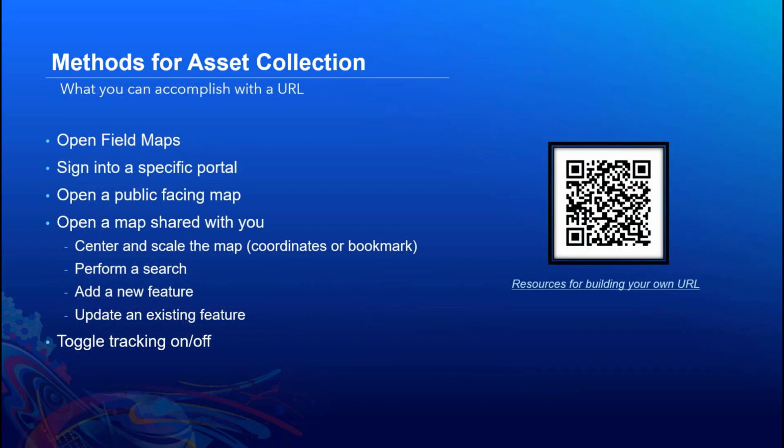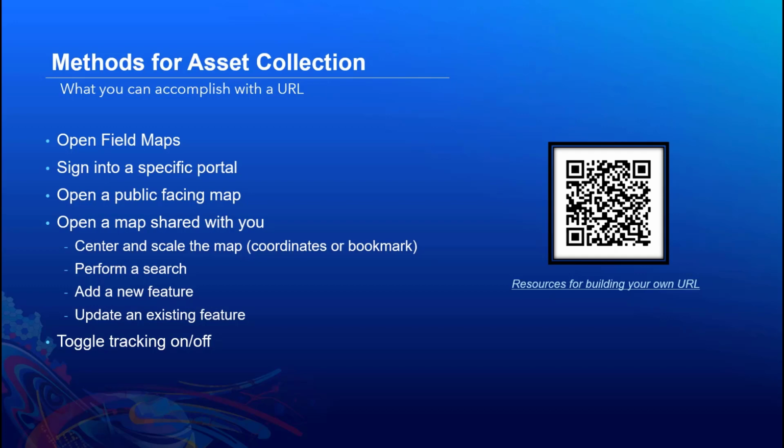So what can you accomplish with the URL? I covered a lot of these things in the demo. First, you can just simply open Field Maps. You can also sign into a specific portal. You can open a public-facing map using the anonymous access parameter. You can open a map, center and scale, open a map, perform a search, open a map and add a new feature, or open a map and update an existing feature. With the add and update, you can also pass additional attributes to those features. And I also showed how you can toggle tracking on and off using a URL, if your account is licensed for tracking.